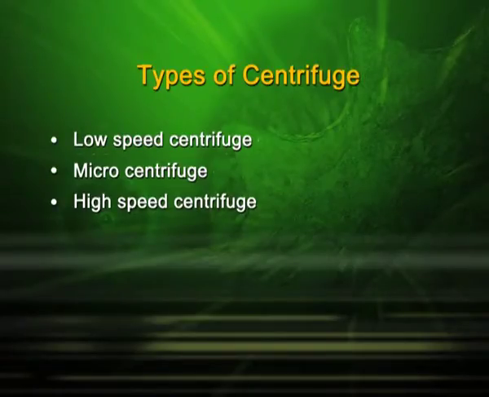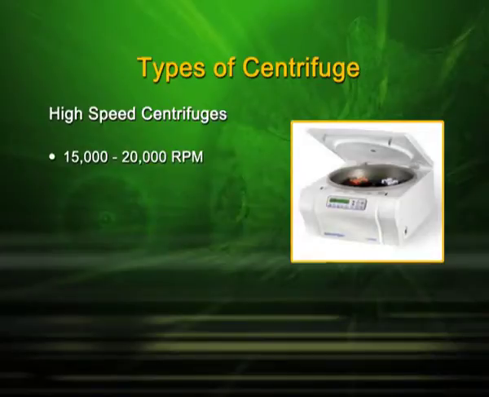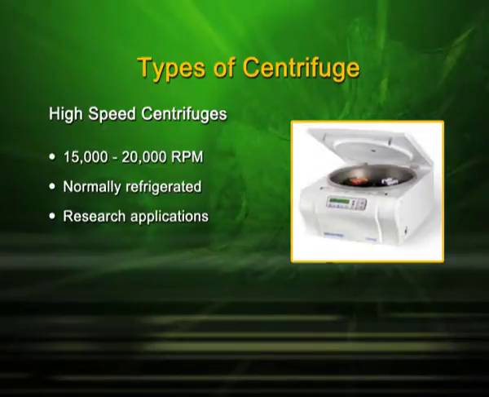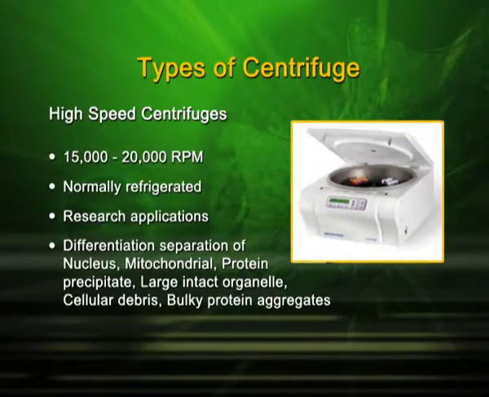The third type of centrifuge is the high speed centrifuge, which has an RPM of around 15,000 to 20,000, and it is normally refrigerated. It is used for research applications, and it is also used for the separation of mitochondria, protein precipitates, microsomes and other bulky protein aggregates.